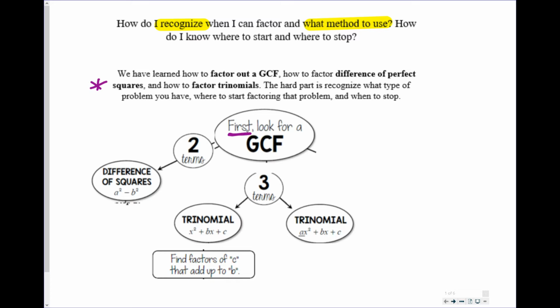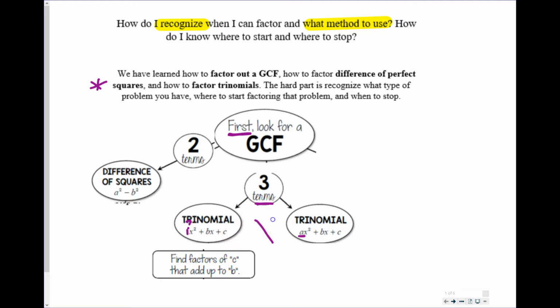Okay? Then you're going to look for how many terms your problem has. If it has 3 terms, you're probably going to get a trinomial. Okay, and there are 2 types of trinomials. There's a trinomial that doesn't have anything in front. It's got like the 1 in front. And then there's the trinomials that have a number in front, that a. So remember, we treat those a little bit differently, right? If it's just a trinomial that has the 1 in front, we just have to find factors of the last number that add up to the middle number, right?